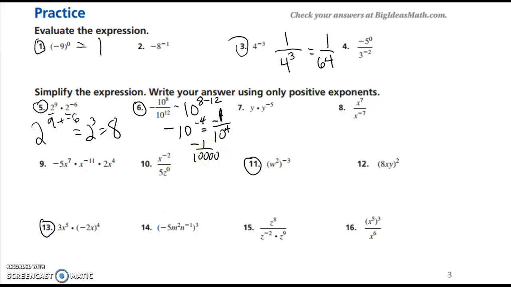Number 11, we have a power raised to a power. That's when you multiply. So 2 times negative 3 is negative 6. And then make sure we only write using positive exponents. So I'm going to move my w to the denominator to make it positive.